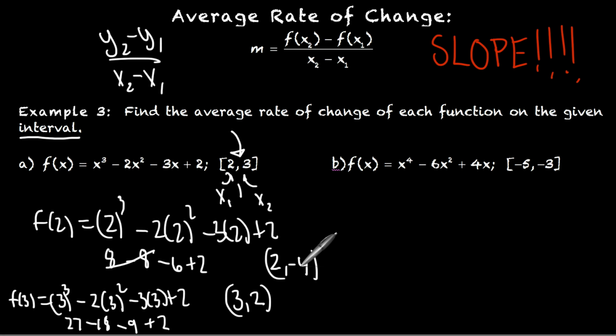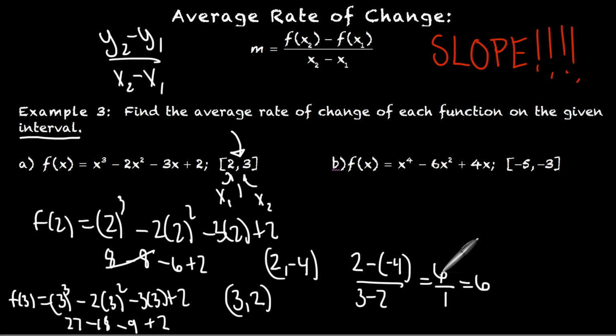So now we need to find the slope between these points. So that is going to give us 2, which is y2, minus negative 4, divided by 3 minus 2. If you're going to use this y minus that y, you must use this x minus that x. So 3 minus 2. 2 minus negative 4 is a positive 6, and 3 minus 2 is 1. So our slope for part A is simply 6.